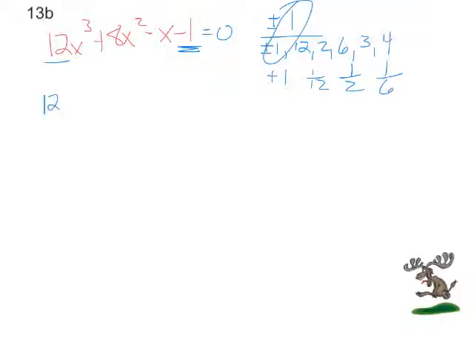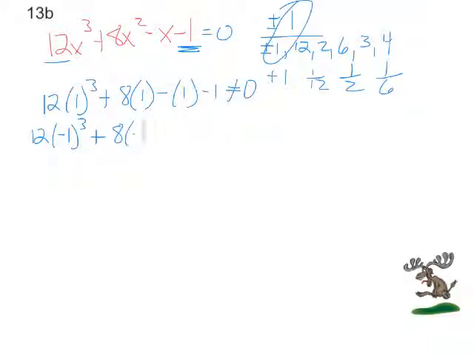So let's try positive 1, and we get 12 plus 8 is 20 minus 1 minus 1. And that doesn't equal 0. So we know 1 doesn't work. Let's try negative 1. Negative 1, 8 times negative 1 minus negative 1 minus 1. And we get negative 12 minus 8 is negative 20. And again, that doesn't equal 0.